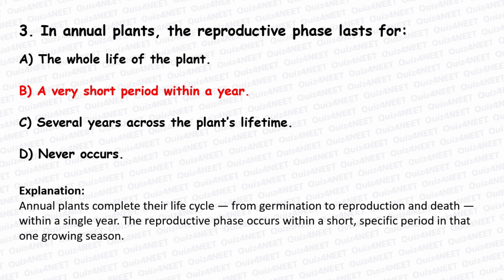Explanation: annual plants complete their life cycle, from germination to reproduction and death, within a single year. The reproductive phase occurs within a short, specific period in that one growing season.